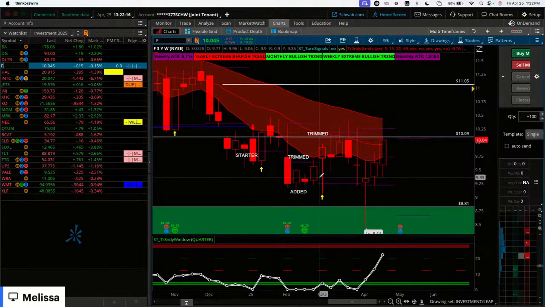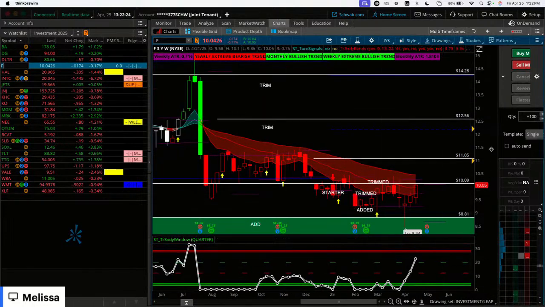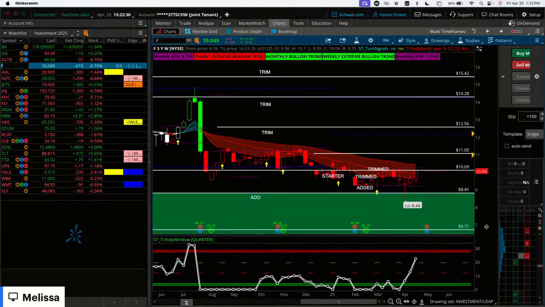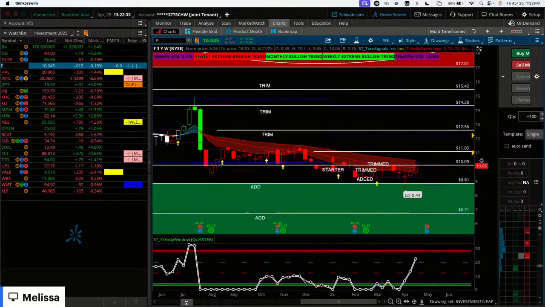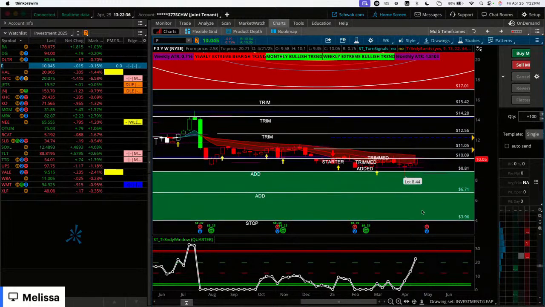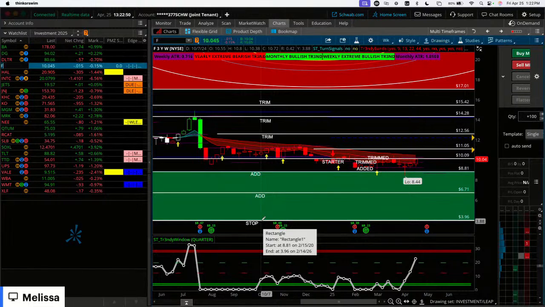So I am buying equity as well as options. Okay. So my last add was at 8.81, it looks like. My next add, and this would be both LEAP options as well as equity, is at $6.71. Now, for my LEAP options, I do have a stop on those, whereas my equity, I'm willing to hold through 20 years of bad or what have you.